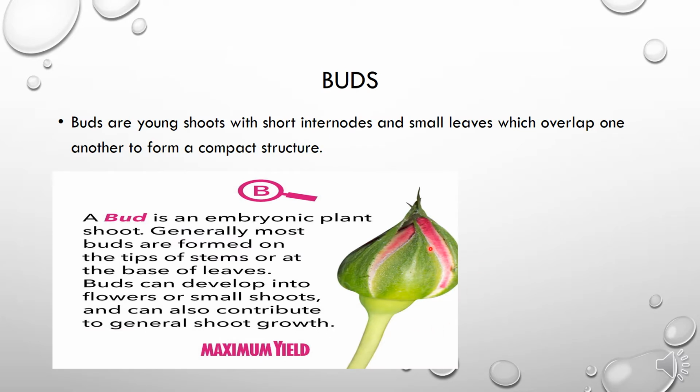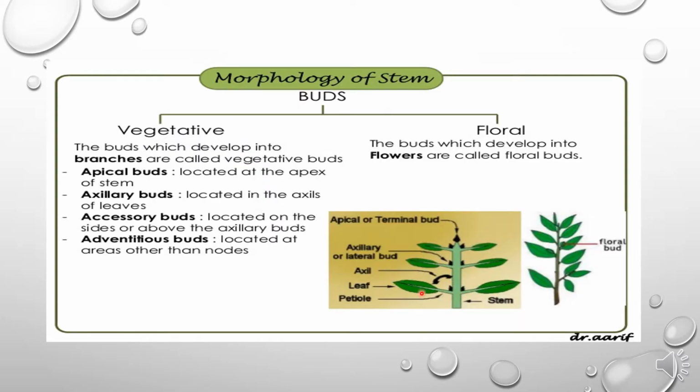If the flower is not fully open, we call it a floral bud. But if the leaves are not yet open and are in a compact structure, we call such a shoot a vegetative bud. The buds which develop into branches are called vegetative buds.